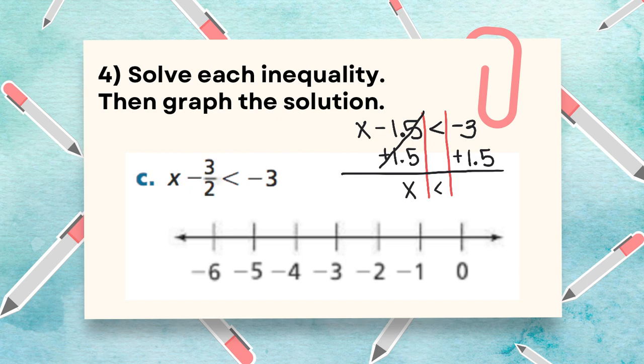And what is negative 3 plus 1.5? Negative 1.5. All right. So our solution is x is less than negative 1.5. Now, how in the world do I graph this when there aren't any fractions or decimals on here? In the middle of negative 1 and negative 2. Very good. Between negative 1 and negative 2.